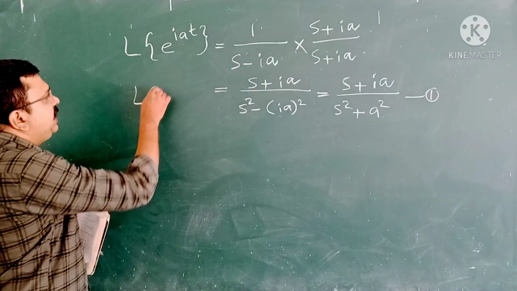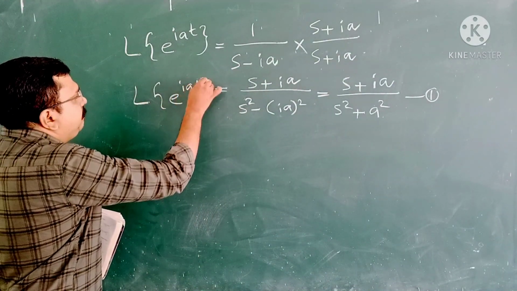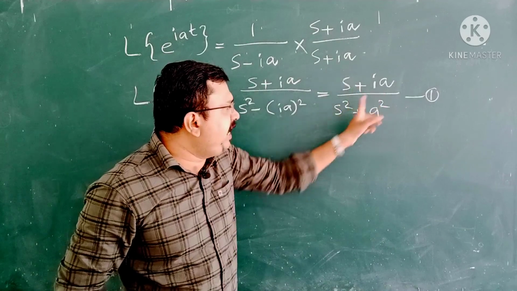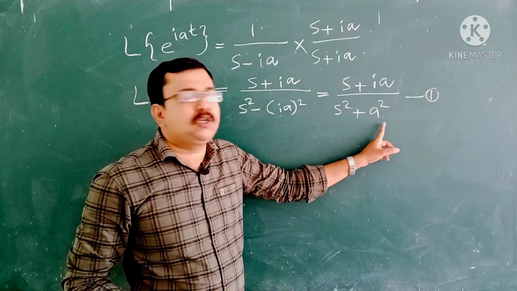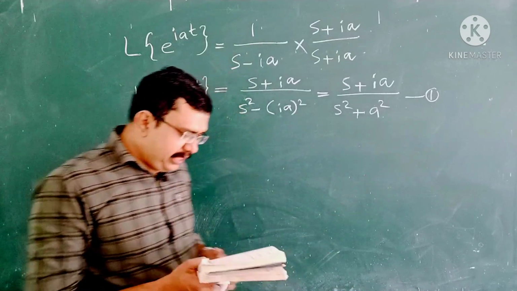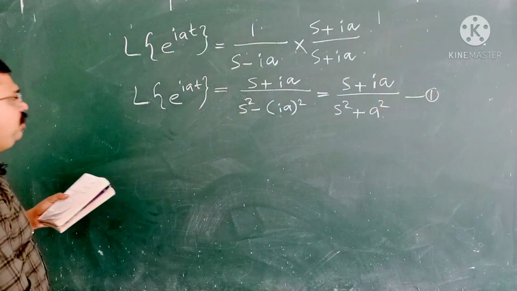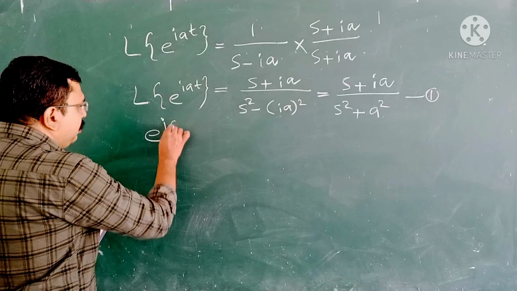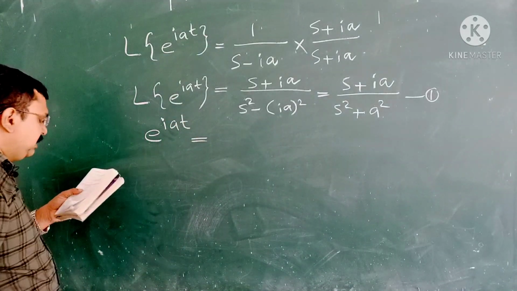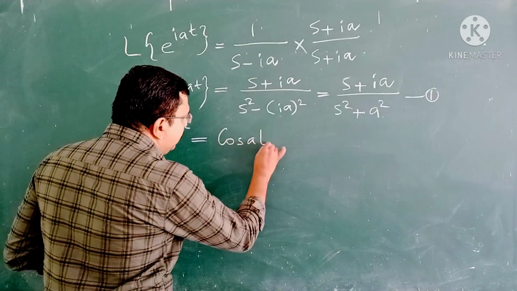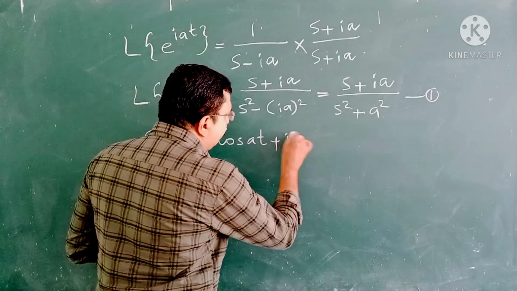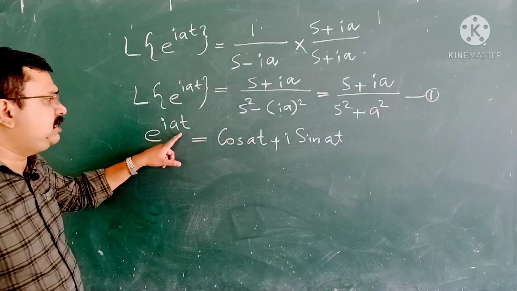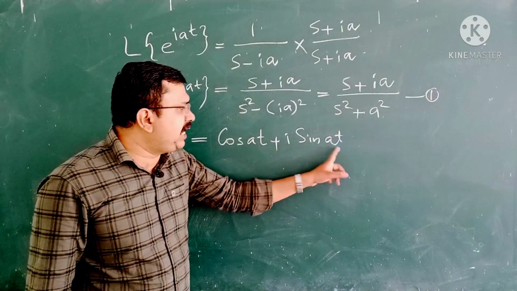We get L of e raised to iat is equal to s plus ia divided by s square plus a square. This is our equation number 1. Then, listen. We know that e raised to iat is equal to cos at plus i sin at.